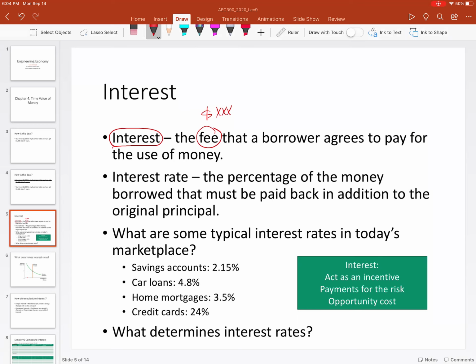And the interest is something we use as an incentive payment for the risk and opportunity cost. Think about that. If you ask somebody to invest some money in your business, then that person will take a risk. That risk comes from three things. One thing is that your business or your project could fail. If you fail, then he probably couldn't get his initial investment back.